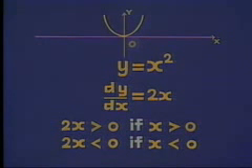If we take y equal to x square, then dy by dx is equal to 2x. Now 2x will be positive if x is positive. That is, the graph rises if x is positive. Again, 2x is negative if x is negative. This means the graph falls if x is negative.